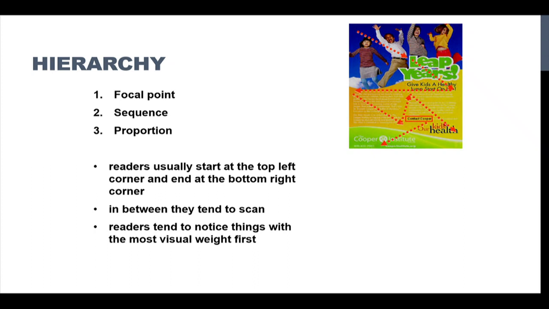Another important compositional principle is that of hierarchy. So we think about things like the focal point, the sequence that we want people to work through the text or work through their image, and the proportion of elements within that composition. Readers usually start at the top left corner and end at the bottom right corner in Western cultures, and in between they tend to scan. And readers tend to notice things with the most visual weight first.